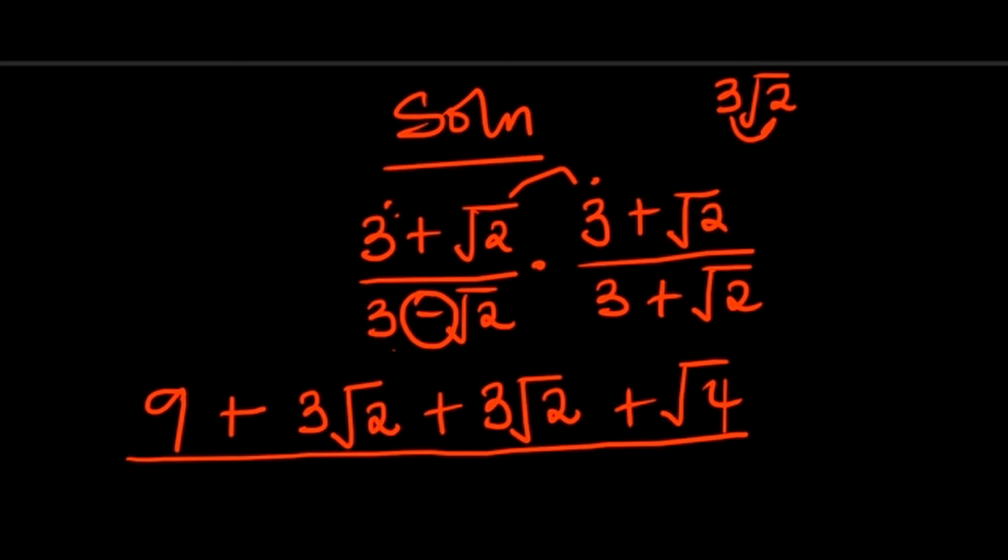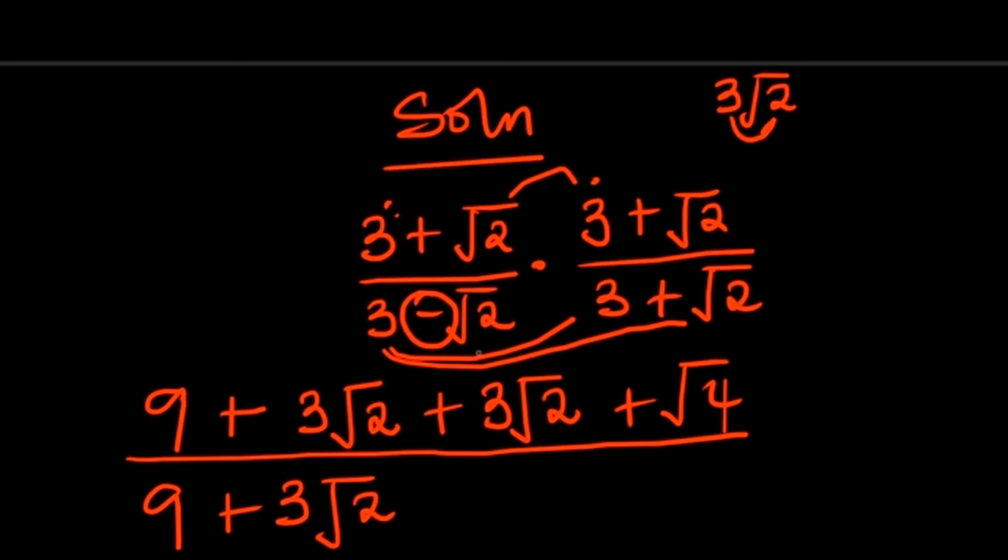Here we have 3 times 3 is a 9. And again, 3 times root 2 will give us, as usual, 3 square root of 2. And again, minus root 2 times 3 will give us minus 3 root 2. And lastly, minus root 2 times root 2 will give us minus square root of 4. So it's now time for us to start cleaning them up.